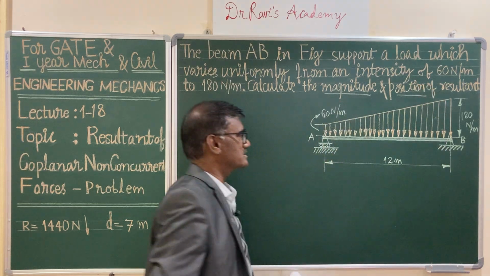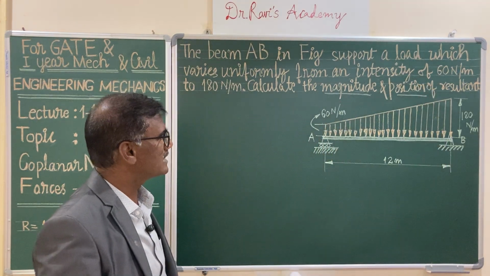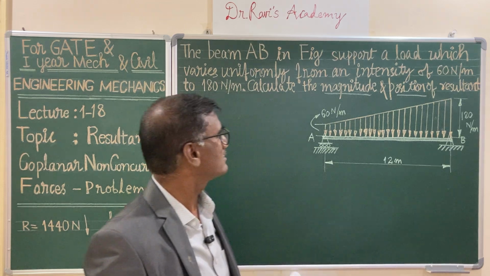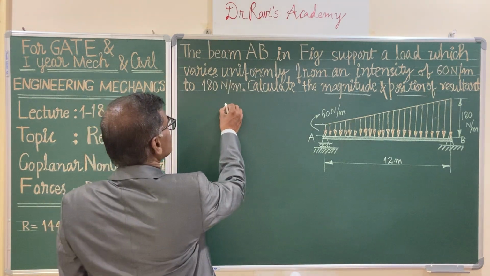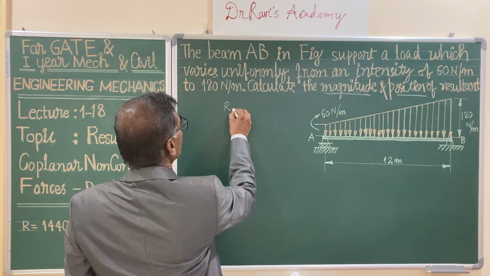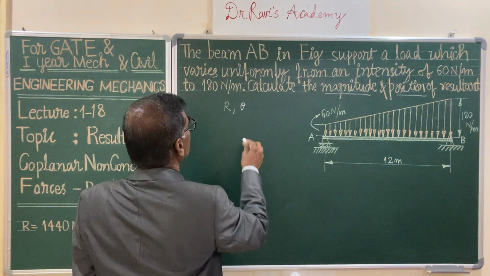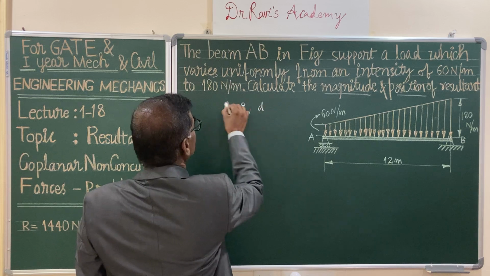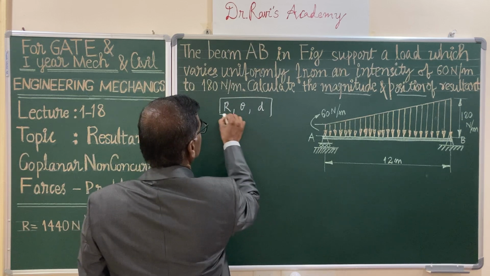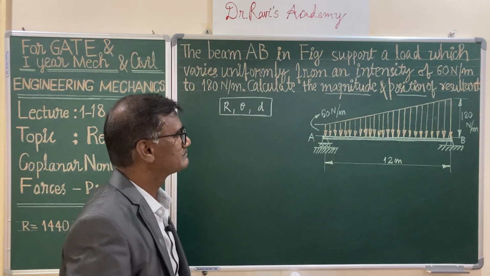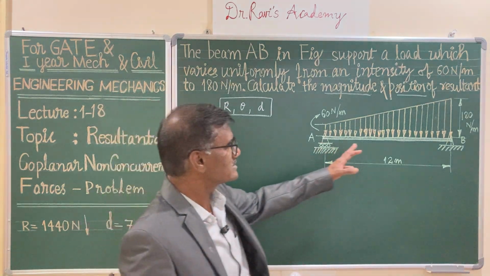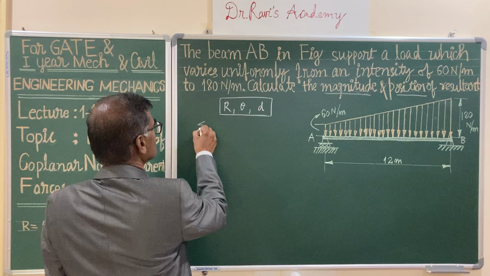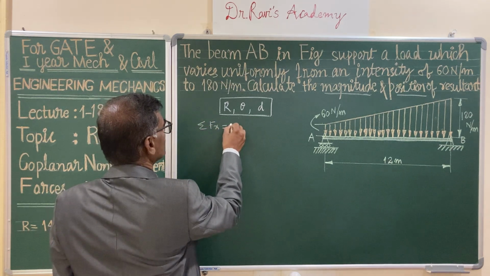As you know, the standard procedure of determining the resultant of coplanar non-concurrent forces involves the resultant magnitude R, the slope of this particular force, and the position of the resultant force. These are the three parameters. Looking at this, you can see that there is no horizontal force, so sigma Fx will be 0.